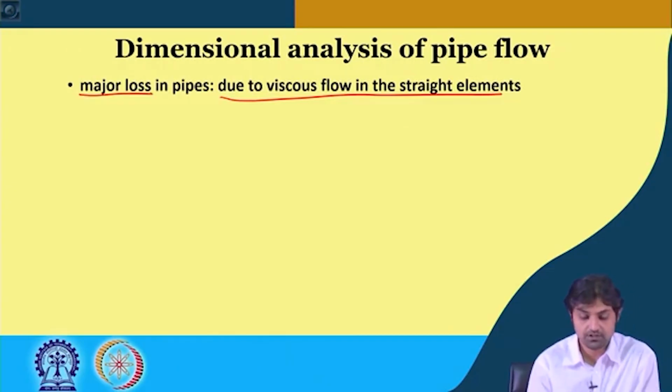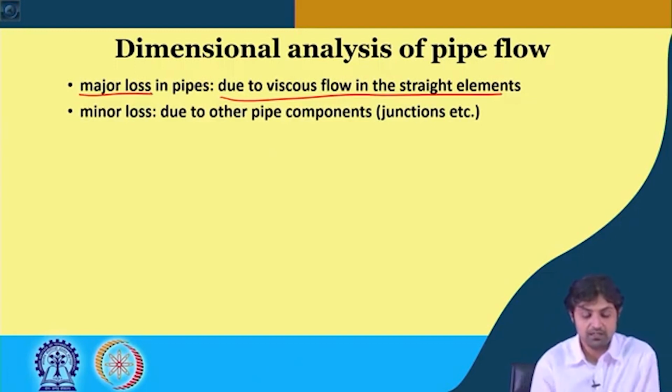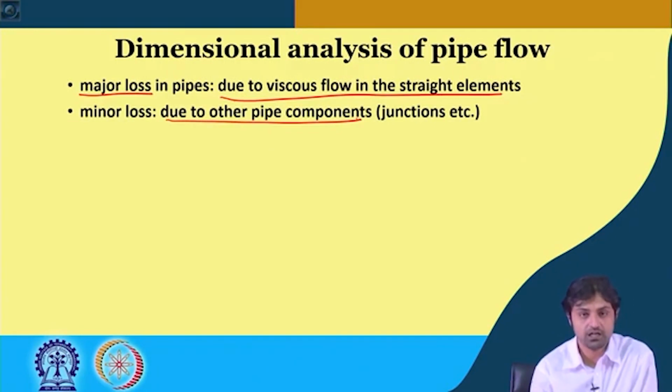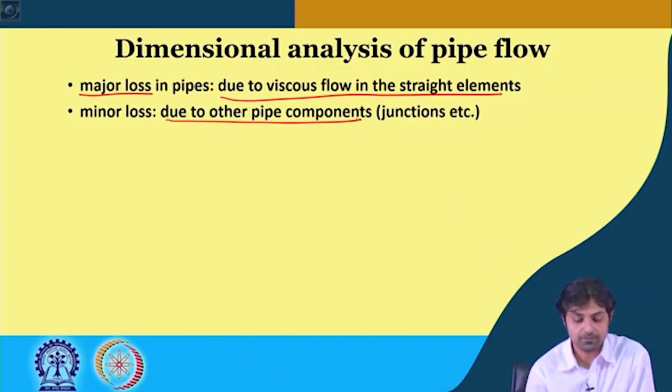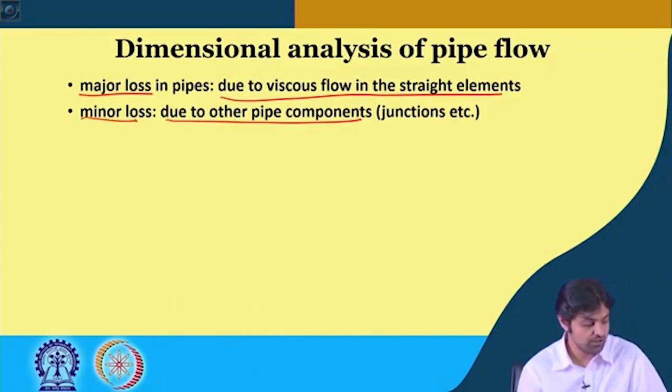All right. So there are two types of losses in pipe, one is major loss and the other is minor losses. The minor losses happen due to the pipe components. Suppose for example there are junctions at pipes, or there is a bend, or there is a contraction or an expansion, then also there will be some loss in the energy contained in the turbulent flow. Okay, and those losses are called minor losses.